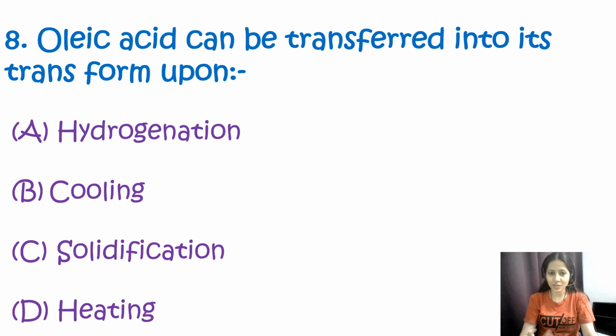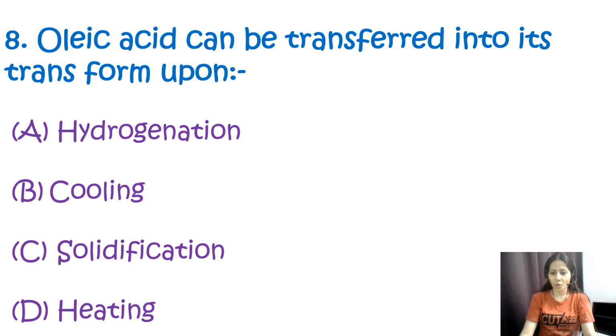Question number 8. Oleic acid can be transformed into its trans form upon, options are hydrogenation, cooling, solidification and option D is heating. So over here the oleic acid can be transformed into its trans form upon the process of hydrogenation.